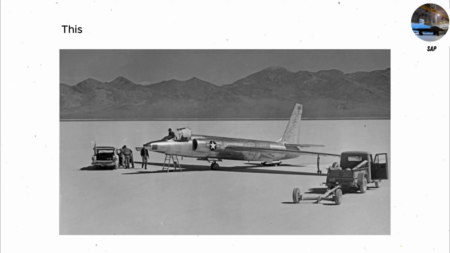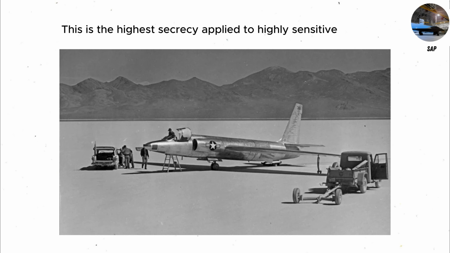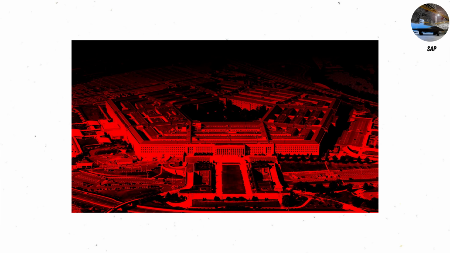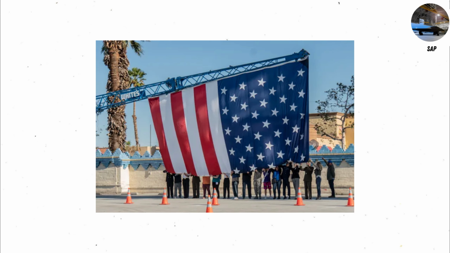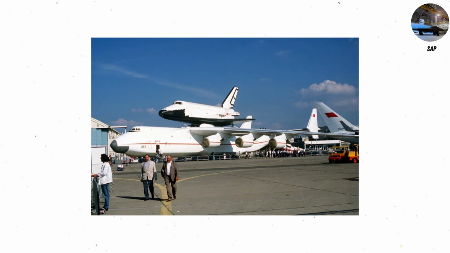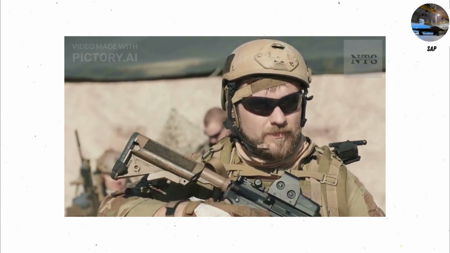SAP. This is the highest secrecy applied to highly sensitive projects. SAPs are often called black programs. They involve technologies or operations hidden even from most cleared officials. Access is restricted to a tiny group, and even the program's existence may be classified. Its function is protection of the nation's most advanced and fragile advantages. SAPs shield new weapons, space systems, or clandestine operations from exposure.